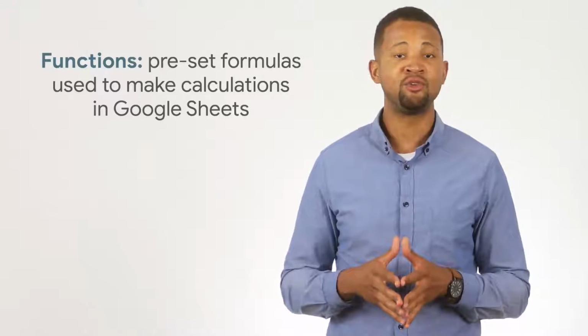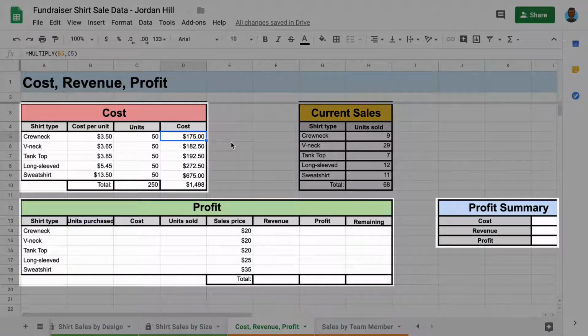In this video, you will complete the data tables in your new sheets with functions. Functions are preset formulas used to make calculations in Google Sheets. Instead of manually adding or multiplying a row of numbers, functions do the work for you. You will use the multiply and sum functions to calculate the totals in the cost and profit tables. Then you will summarize that data and find the revenue in the profit summary.